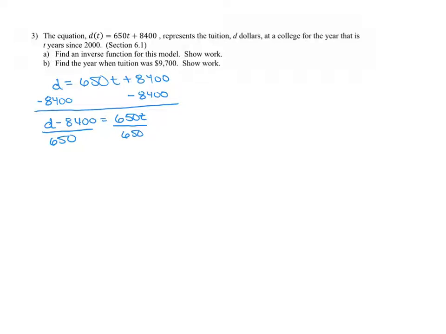So my inverse function is now going to be t of D. D is now my input. And we get D minus 8400 over 650.